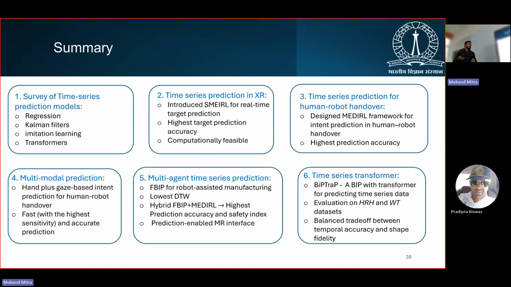Then, instead of using only hand motion, we used multimodal cues, hand and eye gaze, to predict data. Then we went to multi-agent time series prediction, where we use the interaction between hand and the robot to predict the data. And finally, we concluded with the time series transformer BibTrap, which uses Bayesian interaction primitives along with a transformer to predict data. We saw that BibTrap provides the most balanced trade-off between temporal accuracy and shape fidelity.